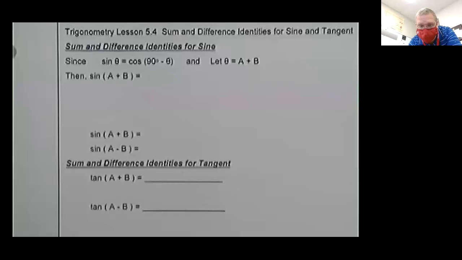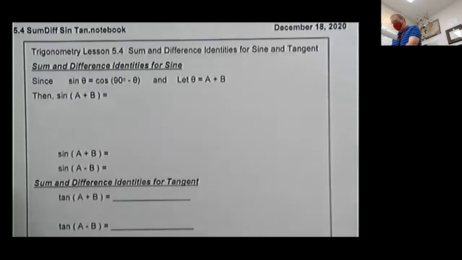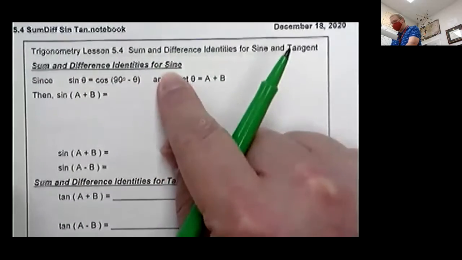A lot of what we're going to do in this video is very similar to the last video. We're just going to have different identities for sum and difference of sine and tangent. So, sum and difference identities for sine.